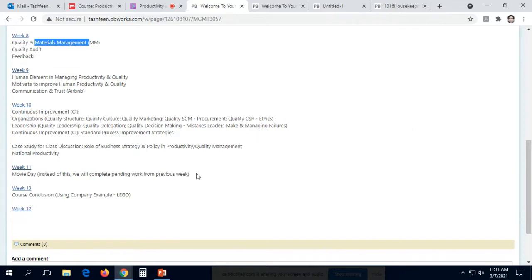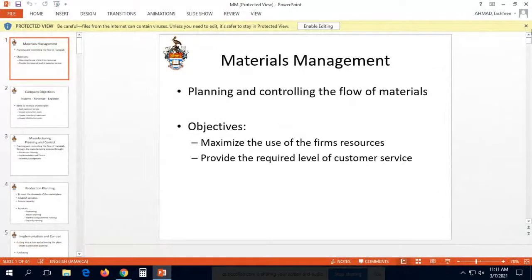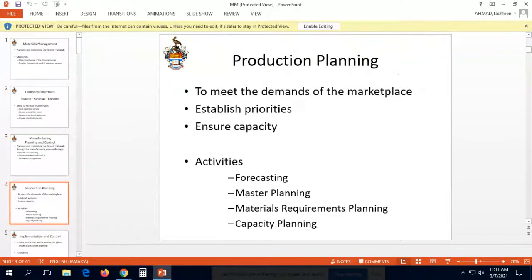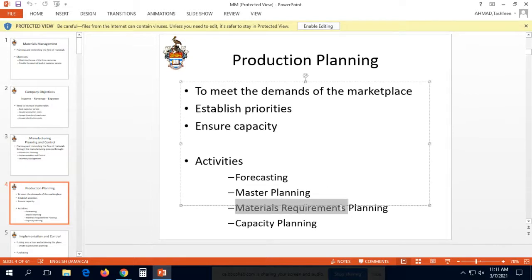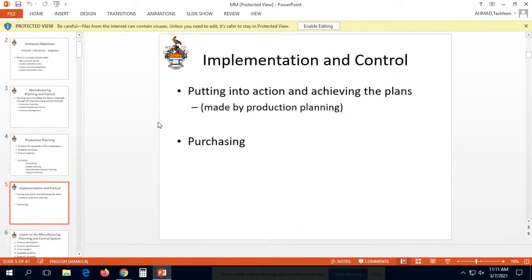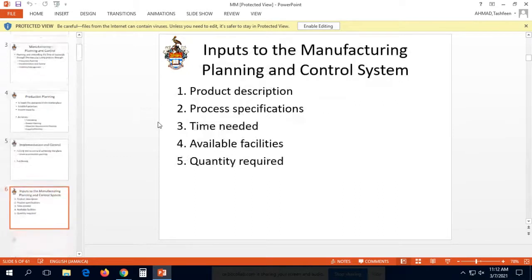Think about these things, but I'm going to quickly scan through the slides and see if there's something which I really want to talk about, like forecasting. You looked at these things in MGMT 2026. Material requirements planning. I did not use this term, but essentially you are looking at the requirements, what would be the requirements and then planning accordingly.